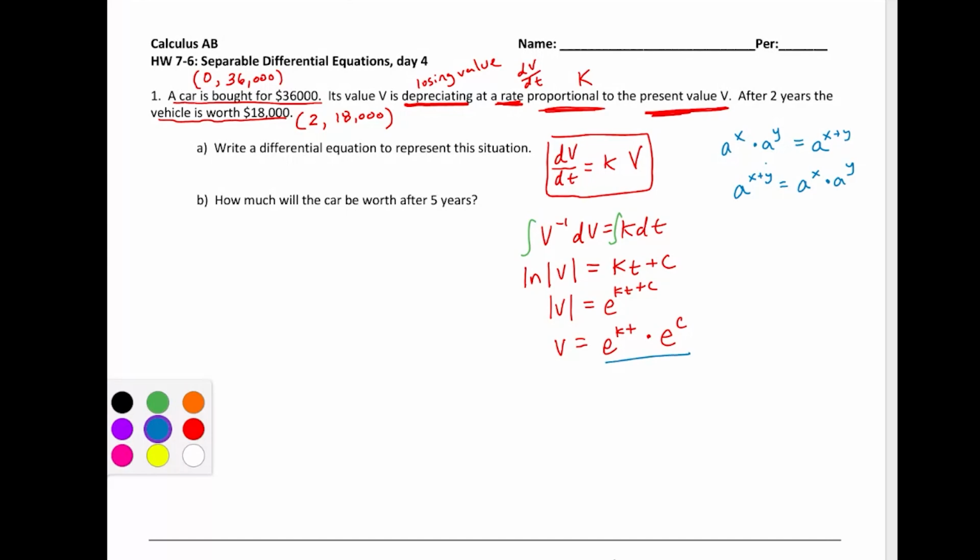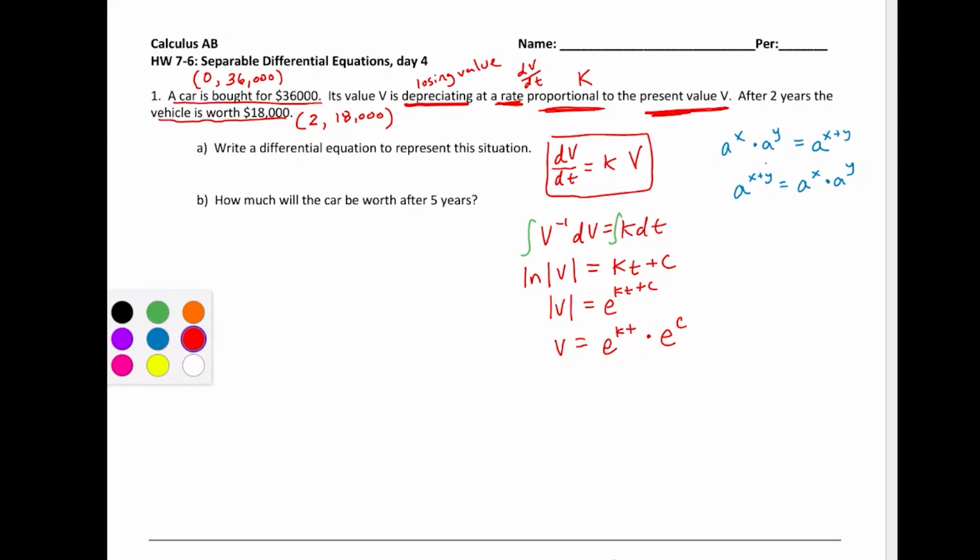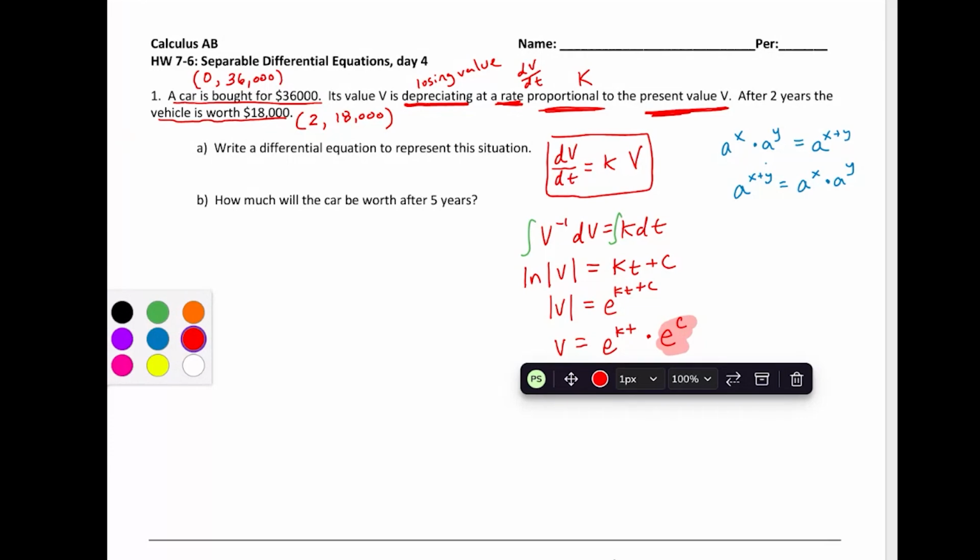Now, the reason for doing that is because e to the c is just some other constant, right? So this term right here is just a constant itself. Euler's number is a constant. When you raise a constant to a constant, you get another constant. So we're just going to call that new constant c.